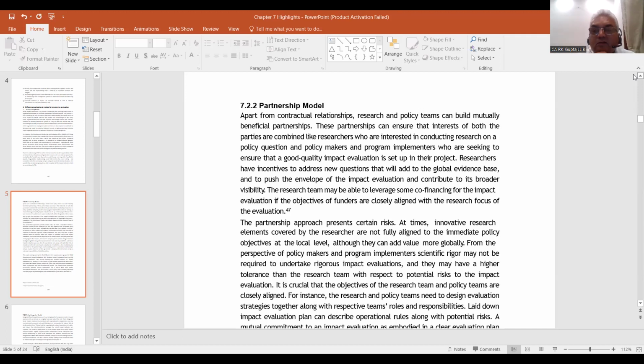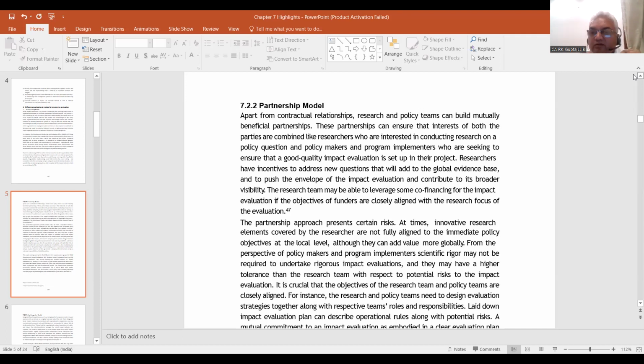So the partnership approach presents certain risks. At times, innovative research elements covered by the researcher are not fully aligned to the immediate policy objectives at the local level. Suppose you are doing something and the researcher is doing something else. He may introduce new concepts, but they may not be fully aligned to the immediate policy objectives at the local level, although they can add value more globally. He may be talking of, say, PhD standard and you are at primary standard. Because you are concerned with the immediate beneficiaries, and he is talking of some theoretical concepts, full alignment may not be there with the researchers.